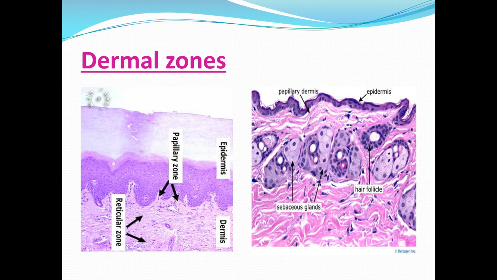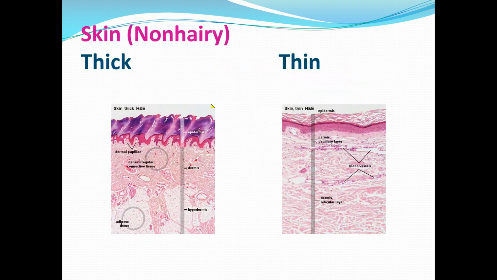Now we will see the difference between thick and thin skin. Stratum lucidum is present in thick skin; it is absent in thin skin. Epidermis thickness in thick skin is 0.6 to 4.5 mm, in thin skin 0.01 to 0.15 mm. Epidermal ridges are present in thick skin; they are absent in thin skin. Hair follicles, erector pili, and sebaceous glands are present in thin skin, and absent in thick skin. Sweat glands are many in thick skin, and few in thin skin. Sensory receptors are more in thick skin and less in thin skin.